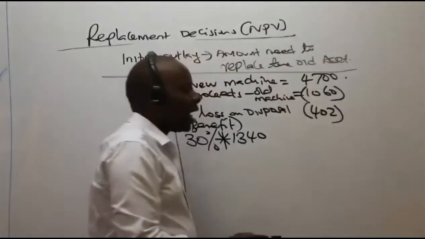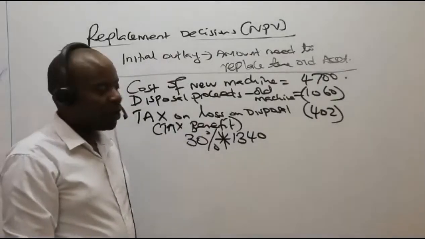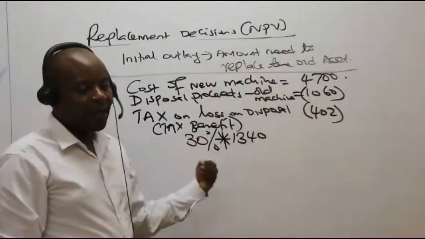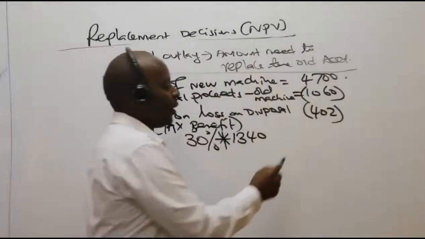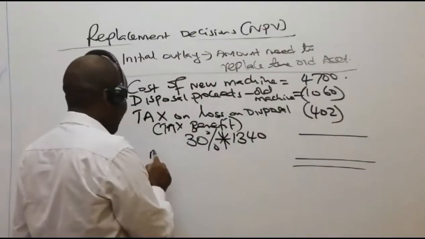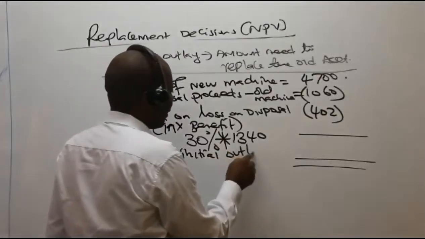Because we are comparing these two payments and this is a benefit, straight away, ladies and gentlemen, I'll be required to subtract, because we took the outflow to be positive, so the inflows must be negative. So in this case, could you come here and tell me what the net initial outlay will be?